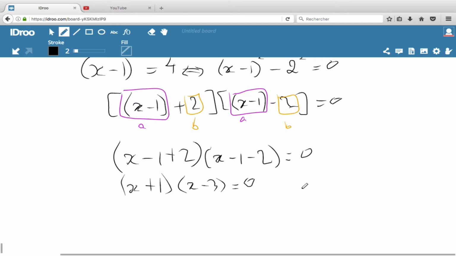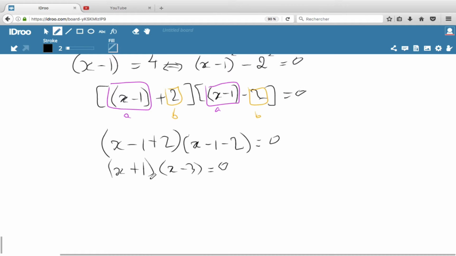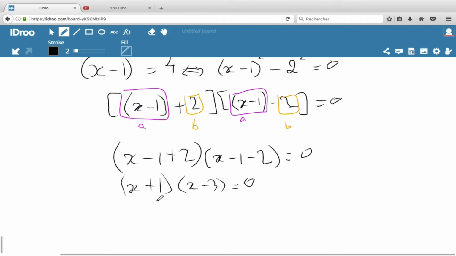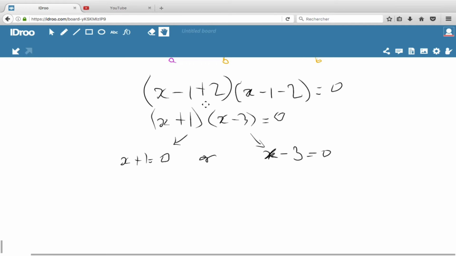So that means either this guy equals 0 or this guy equals 0. You don't have any other solution. You have only two solutions. And now that's a normal equation as you know how to solve them. So this solution is x equals minus 1, the same as we found before. And this guy goes to x equals 3, the same as we found before.